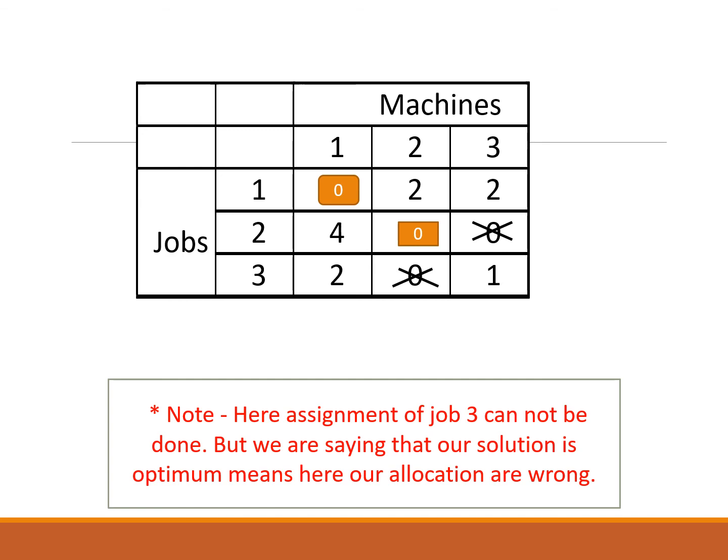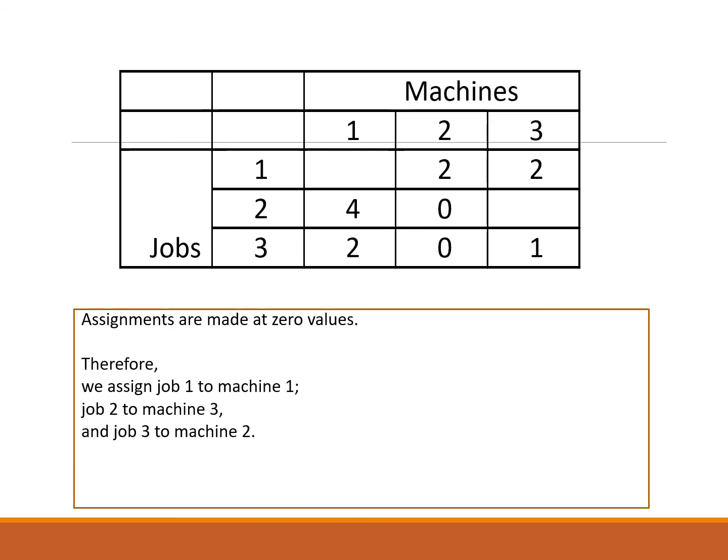But here the assignment of job 3 cannot be done, but we are saying that our solution is optimum, meaning here our allocations are wrong. So again we are going to improve in this way. Job 1 we are going to assign and cancel out the other successive zeros if present, but here there are no other zeros, so leave it. Then job 2 to machine 3 and cancel out the other successive zeros. Then job 3 to machine 2.